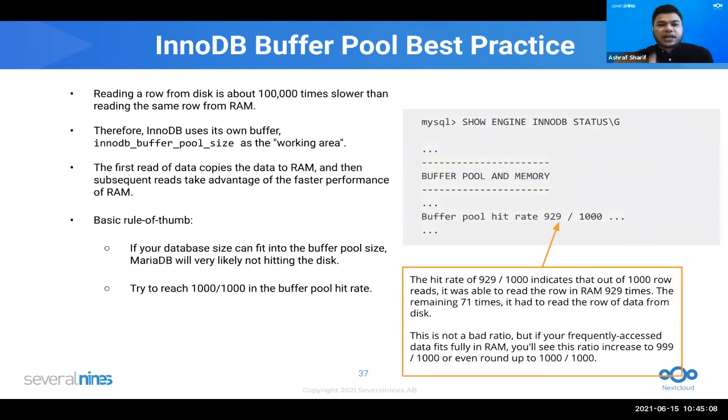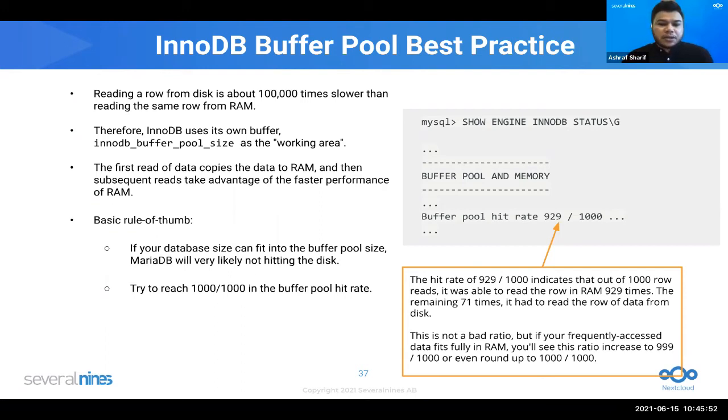InnoDB buffer pool best practice. InnoDB is utilizing the buffer pool as the working area, and this is one of the most important tunings that needs to be done correctly to get the most out of InnoDB. If the total database data and index can fit into the buffer pool, MariaDB will very likely not hit the disk to read the data. Reading a row from disk is way slower than reading the same row directly from RAM, even if you're running on a very good disk subsystem like flash and NVMe. It's still slower and more expensive compared to RAM.